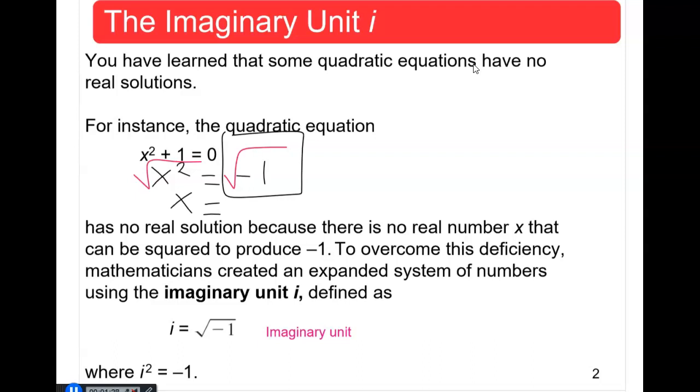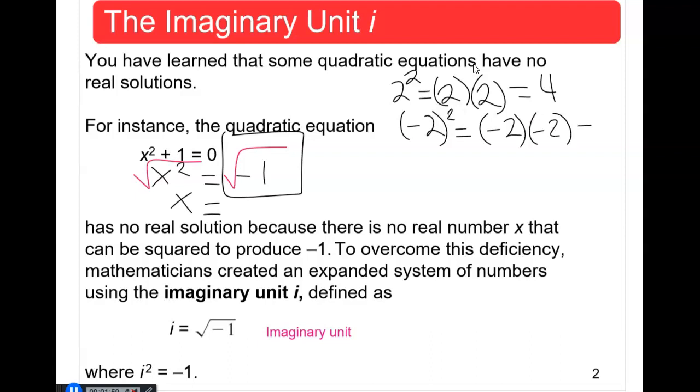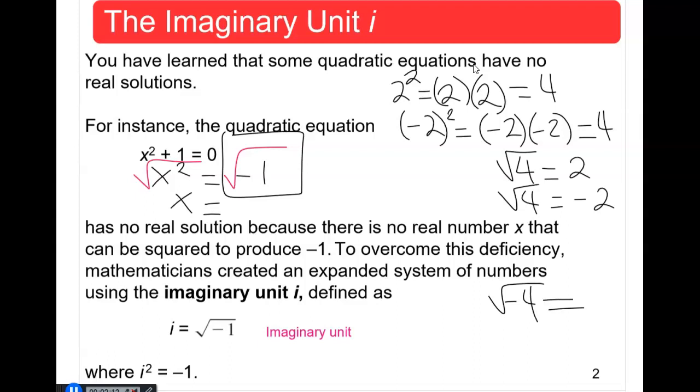solution. The reason for that is that there is no number that when you multiply it by itself, for example, if you square 2, you will get 4. But if you also square -2, because of the double negatives, the answer will still be positive. So the square root of 4, for example, could be +2 or -2. But if it was -4, then that wouldn't be equal to a real number. So we say no real solution.